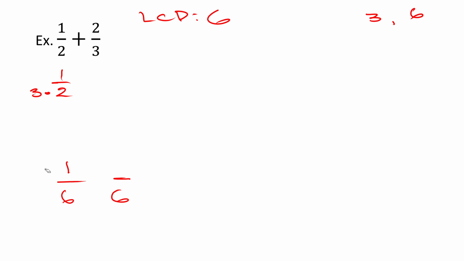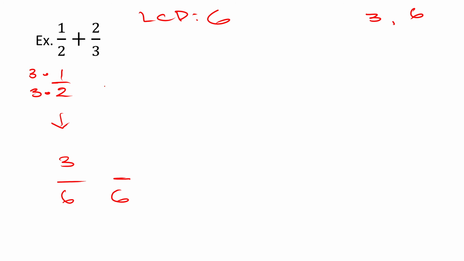Well, the answer is no. You're missing the important step. Since you're multiplying the denominator with 3, you also need to multiply the numerator with 3. So we have 3 times 2 as your denominator and 3 times 1 as your numerator. So 3 times 1 is 3.